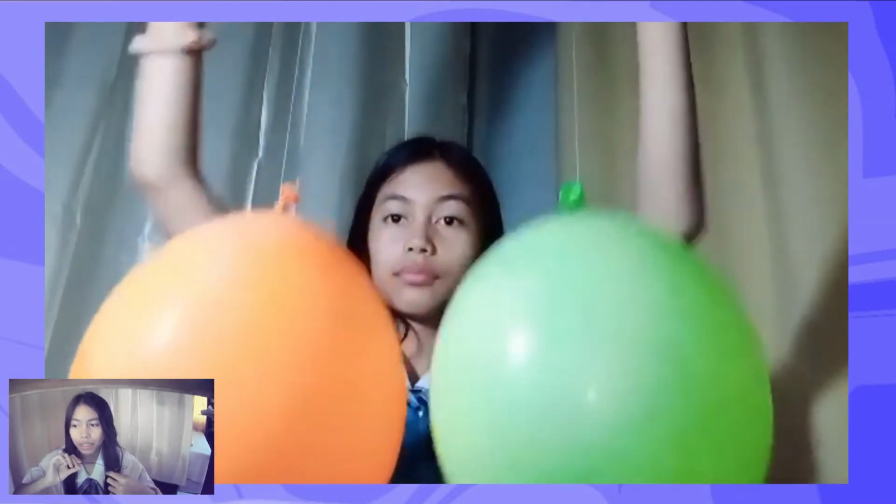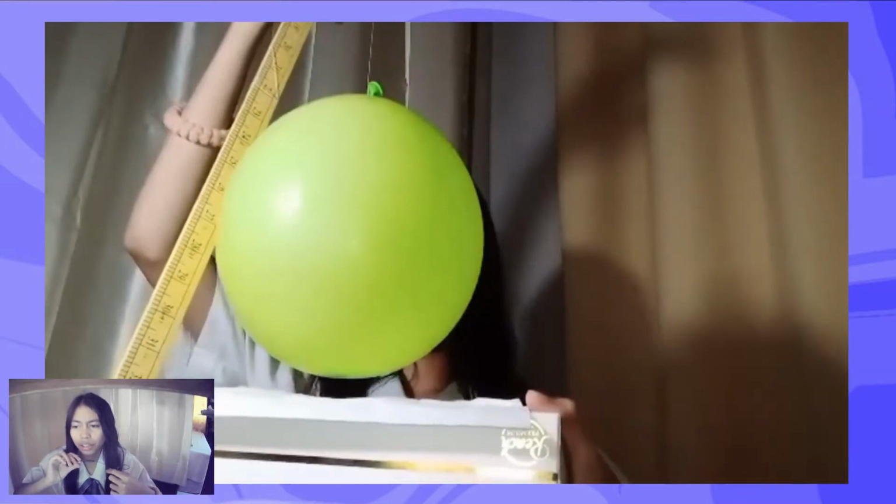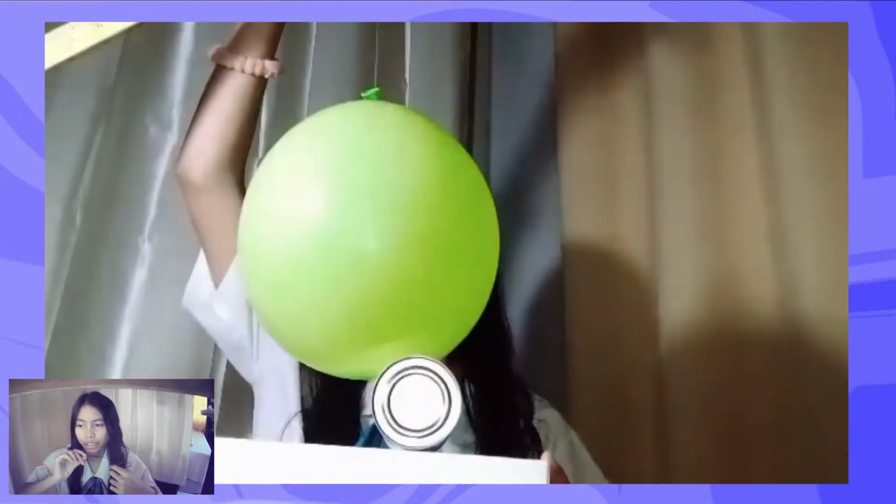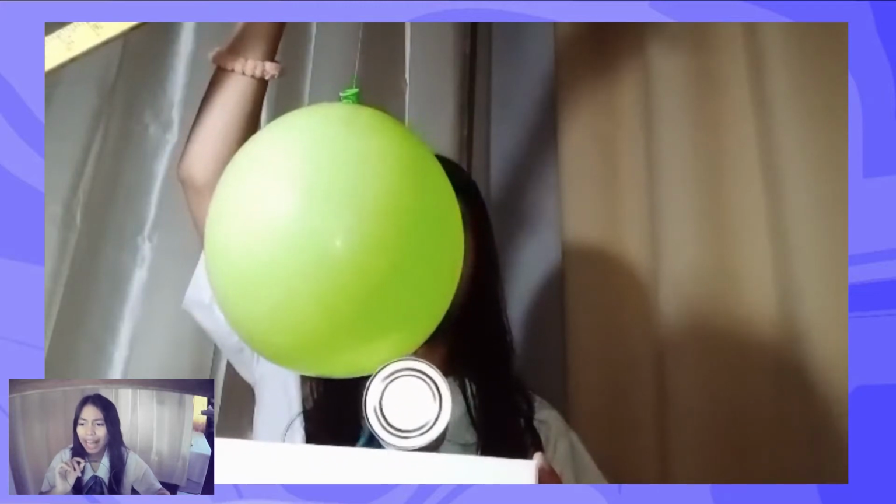First, let's try to bring this balloon to the other balloon. Nothing happens. Second, this tissue paper. Nothing happens. Third, let's have the aluminum can. Also nothing happens.